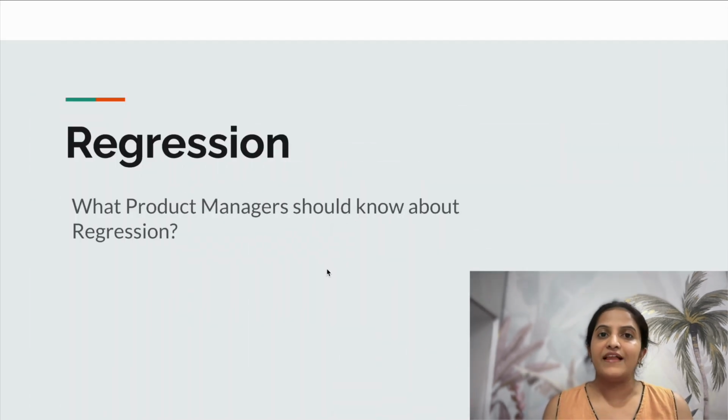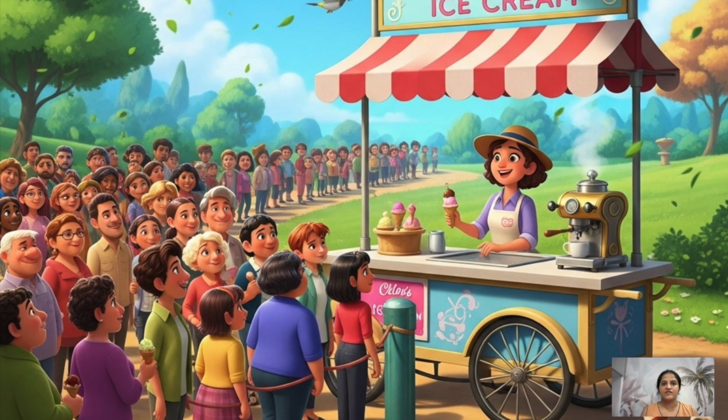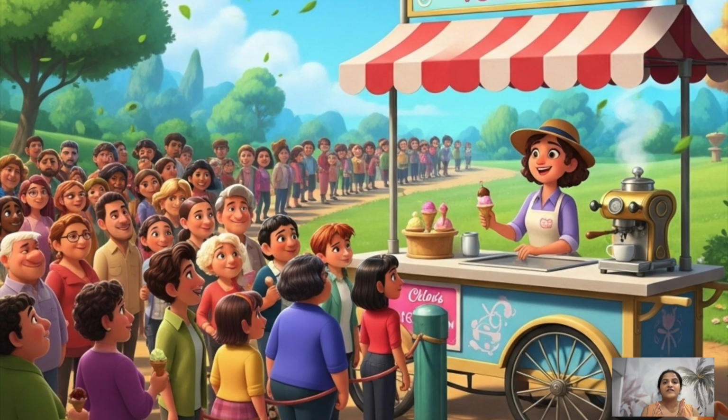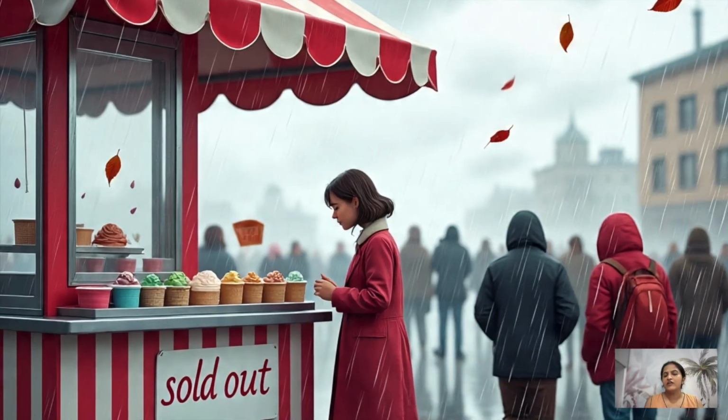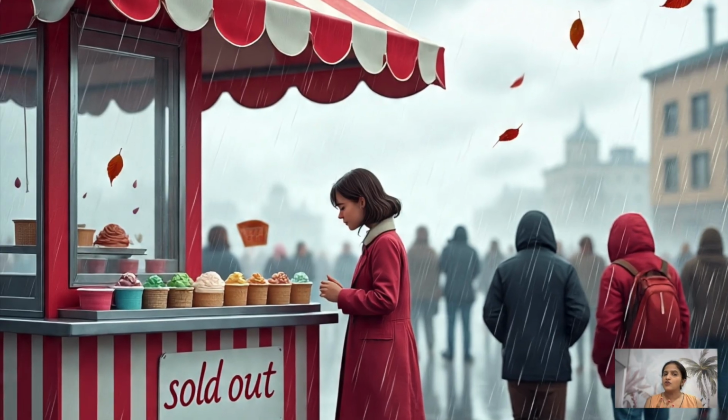What is regression? Let's take Chloe's example. Chloe owns an ice cream cart. Chloe knows that on a sunny day, there is a lot of demand for her ice cream. However, on a rainy day, she made too little ice cream and it got sold out.